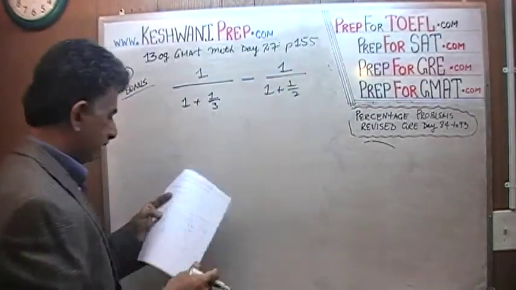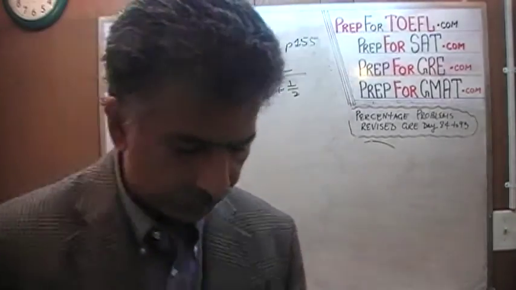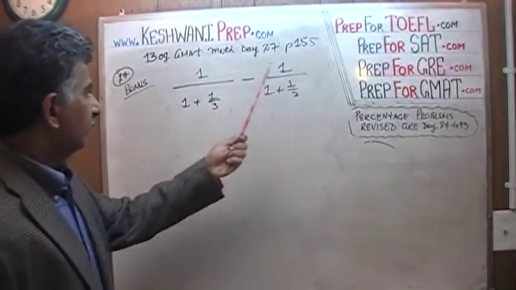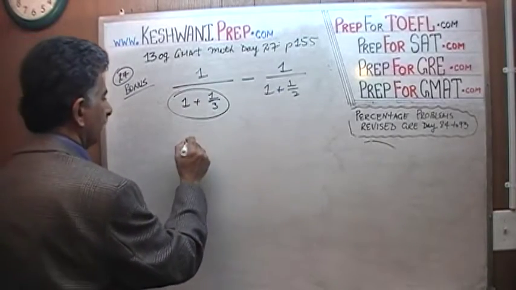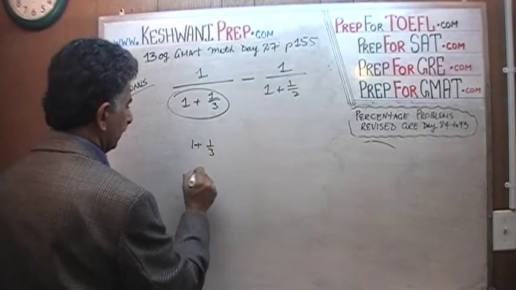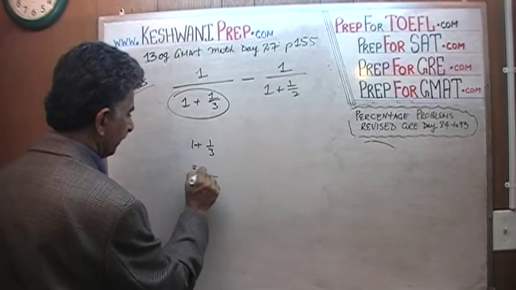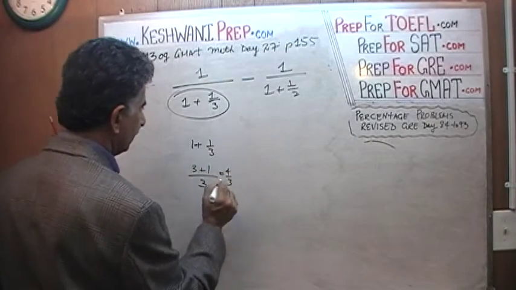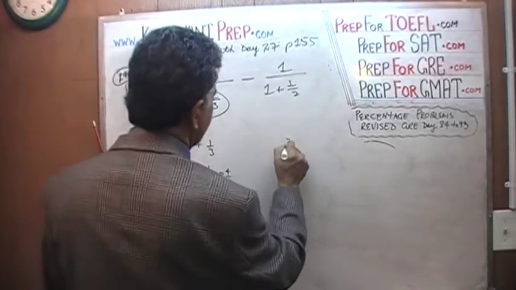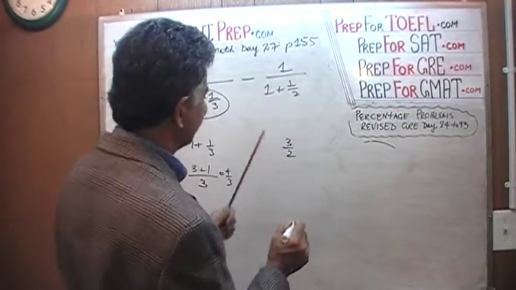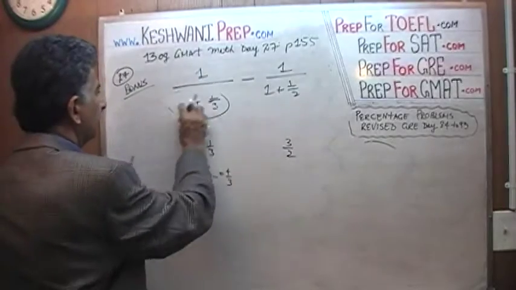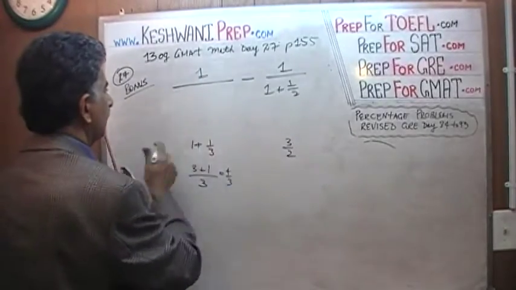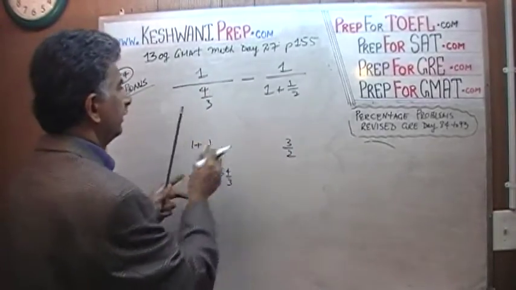Again, the key here is to realize that we should not try to do this entire thing in one shot. Do it step by step. Let's first figure out what this is. 1 plus 1/3. If you take common denominator of 3, you get 3 plus 1, which is 4/3. And this is going to be 3/2. So let's put them here, so that here we get 4/3. Here we get 3/2.